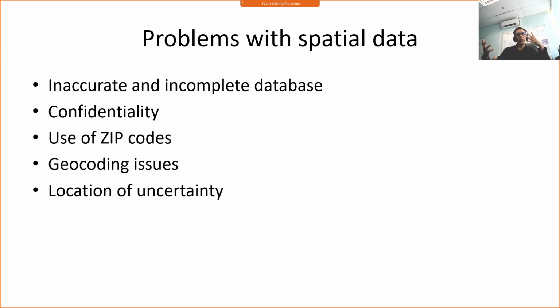Right. So because of that, that introduced some issues with spatial data, geocoding issues especially. Other issues: inaccurate and incomplete databases. Okay, of course that happens everywhere. Confidentiality, because if you know the coordinates of some people, then it means they are not confidential. Privacy breach. So people are quite sensitive nowadays about confidentiality. So that's another thing that you have to look at.